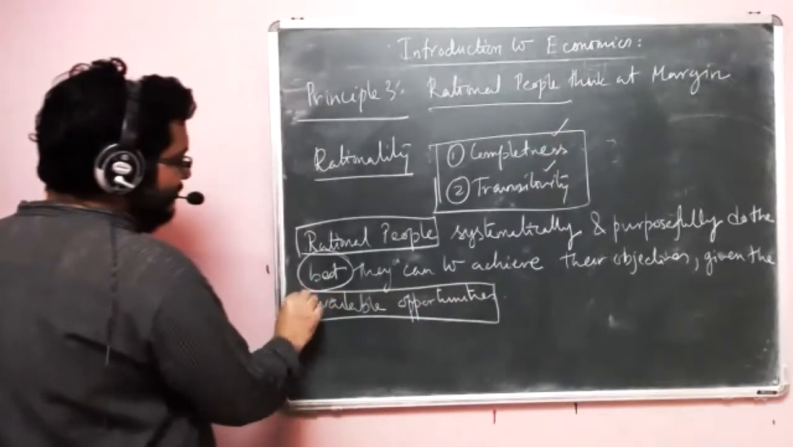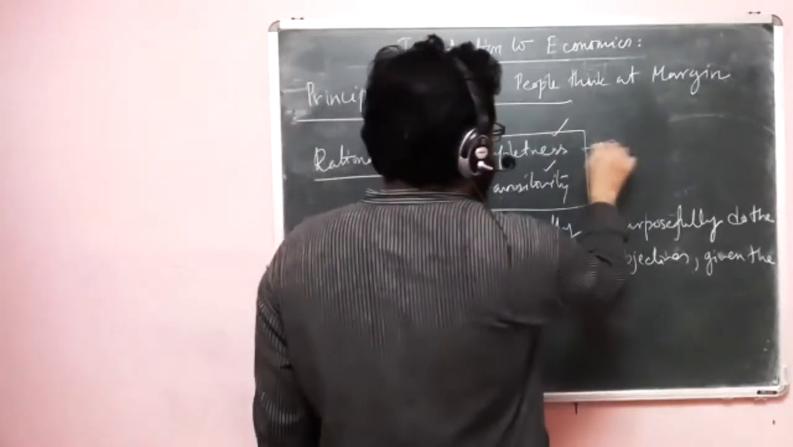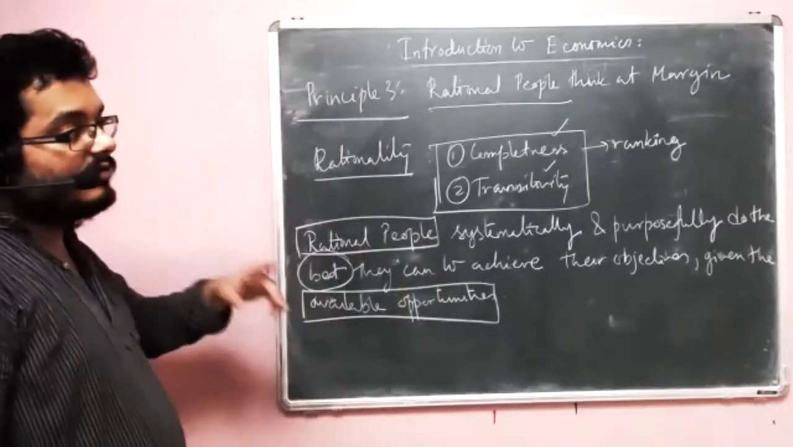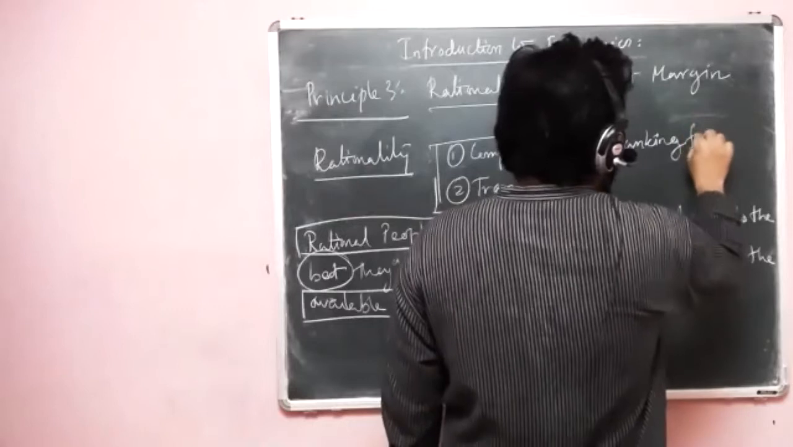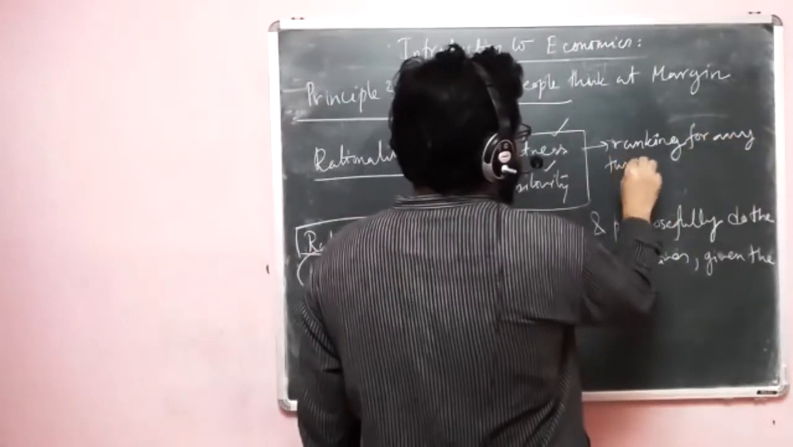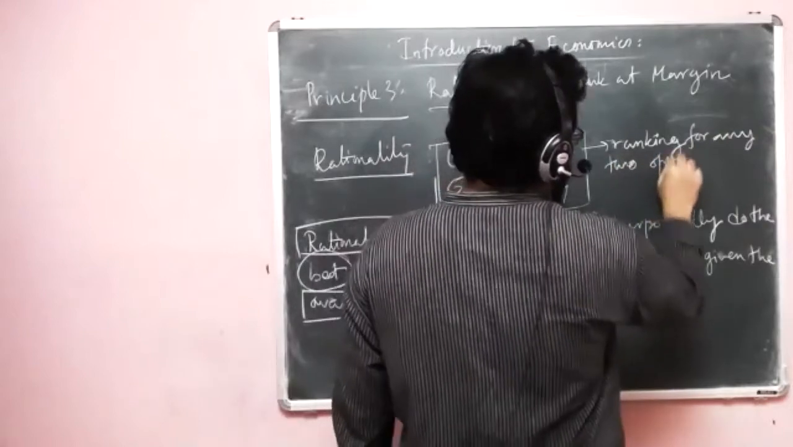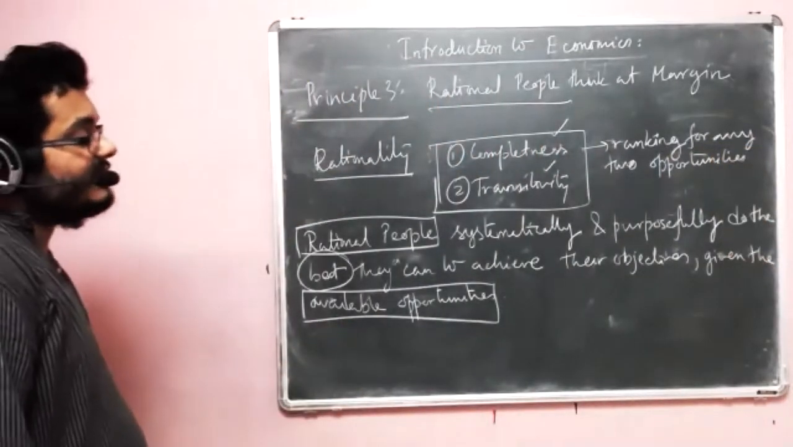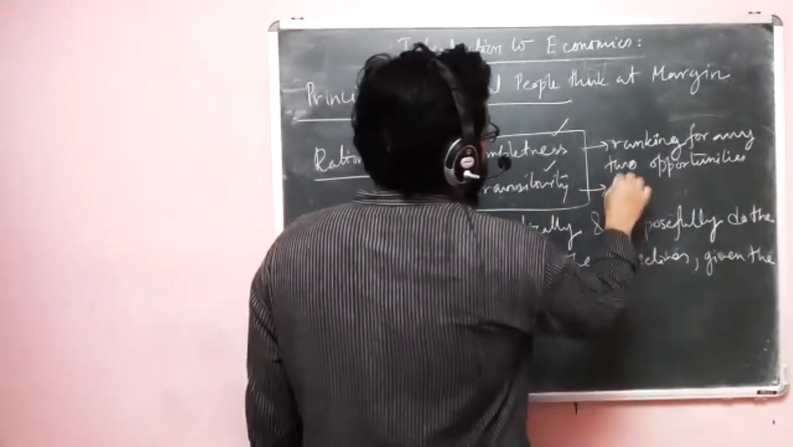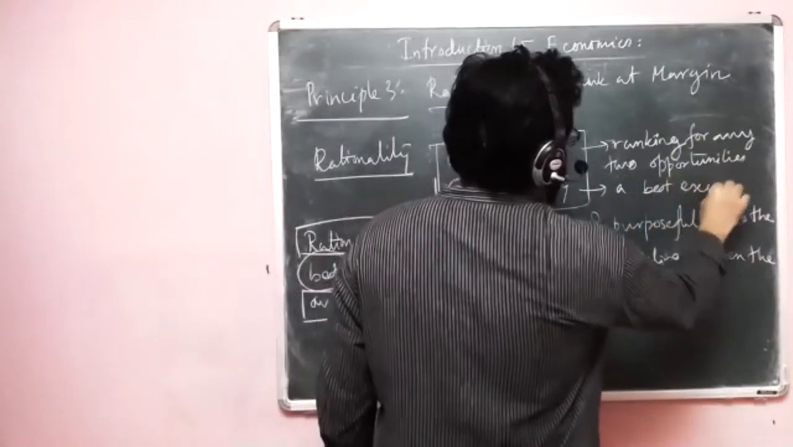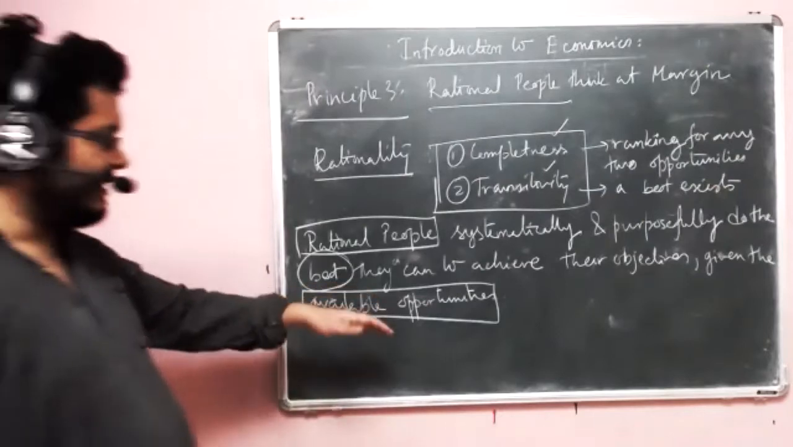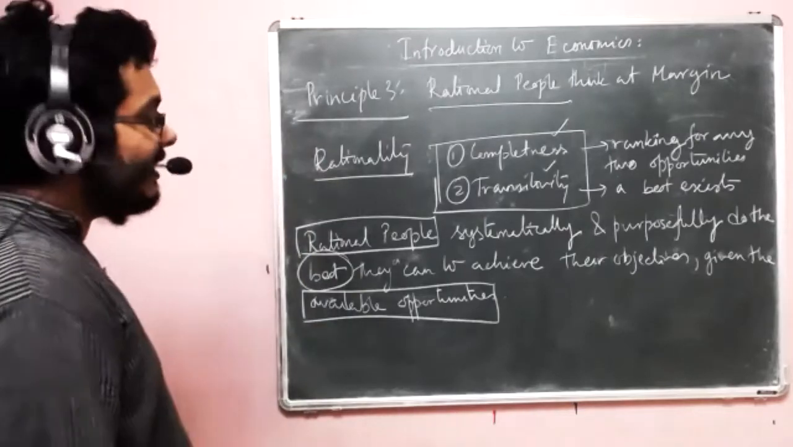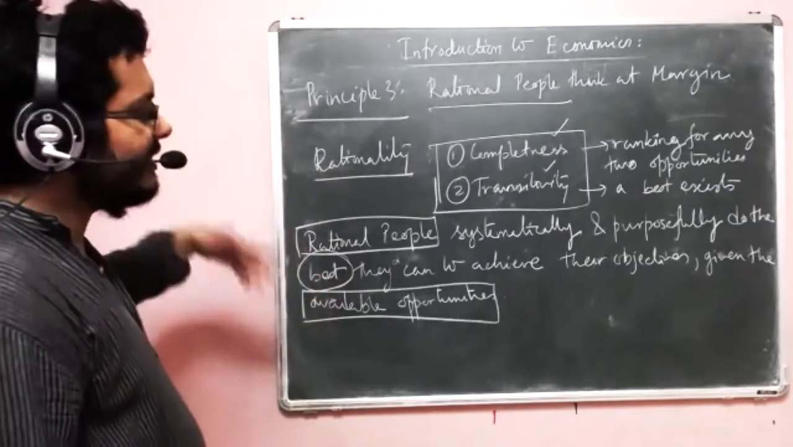Given the available opportunities, choosing the best first requires a ranking. Which one do you prefer more? And that goes for any two bundles, or any two opportunities. If you fail to do that, then there is no point even trying to search for the best. And what is transitivity? Transitivity basically says that a best exists. There will be something which is the best. Given these two conditions, one can be rational. Otherwise, he or she cannot be rational.